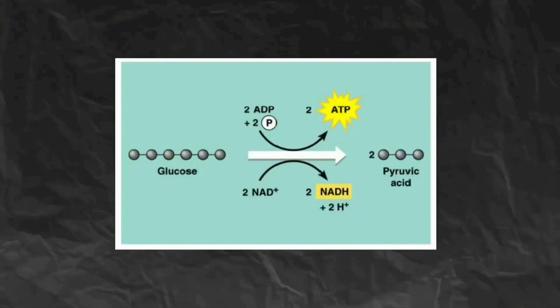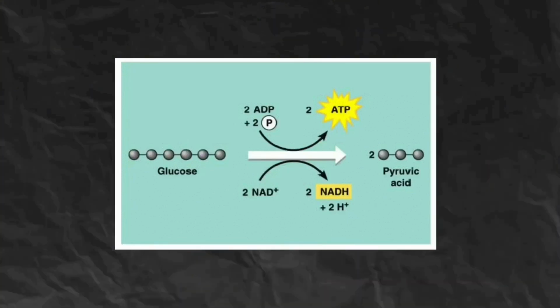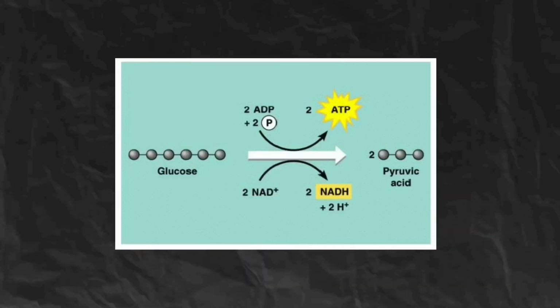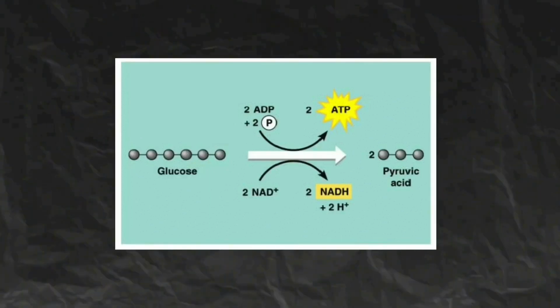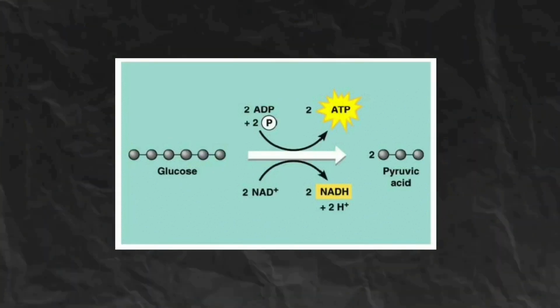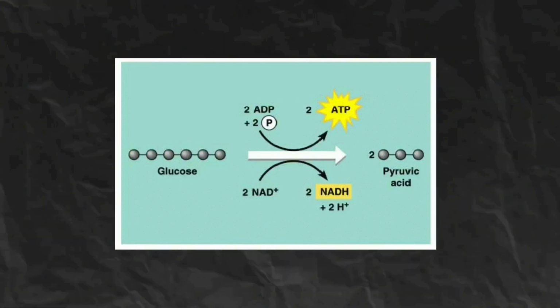Glucose, that's the sugar you get from eating carbs, is a 6-carbon molecule. In glycolysis, that glucose is split in half, producing 3-carbon molecules called pyruvate. Along the way, glycolysis generates a little bit of energy. You get a total of 2 ATP, which is the energy currency your cells use, and 2 NADH, which are special carriers that hold onto high-energy electrons for later stages.